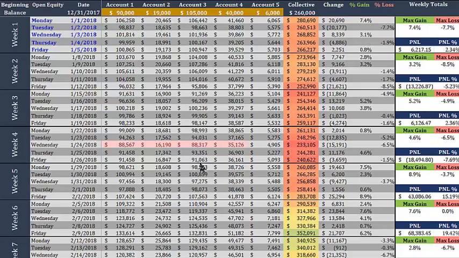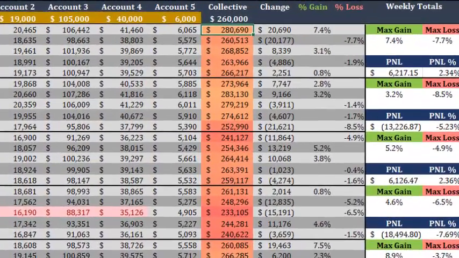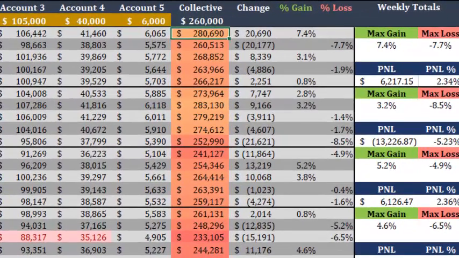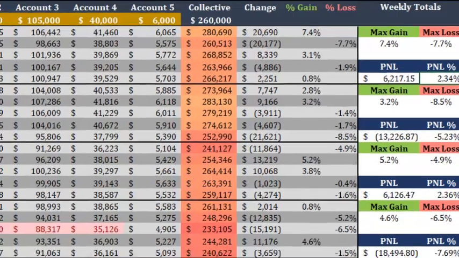So what are you able to track? Well, you're able to track not only your daily equity for each individual account, but it will give you the collective capital of all accounts combined. It also gives you the dollar change and the percent change, and whether it is a gain or a loss. It also tallies for the week. It gives you your maximum gain and your maximum loss for the week, and then what the total or final P&L in a dollar amount and a percentage amount is for that week.